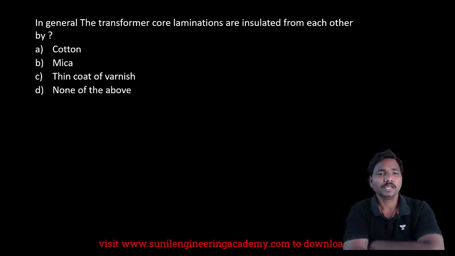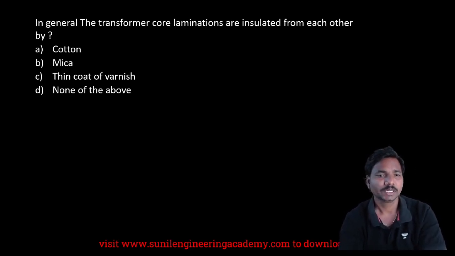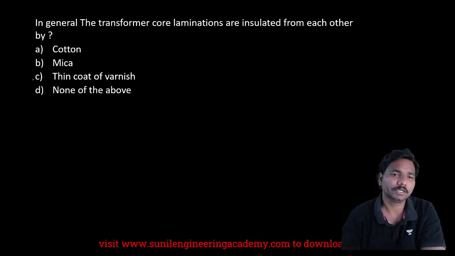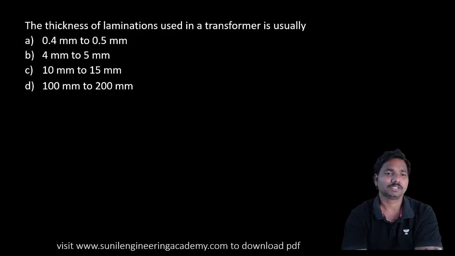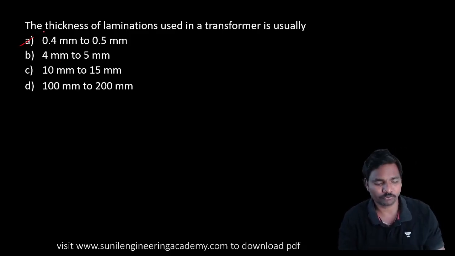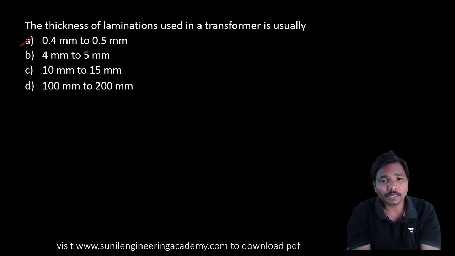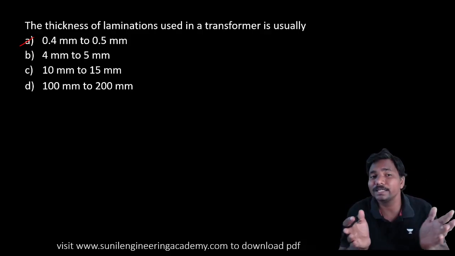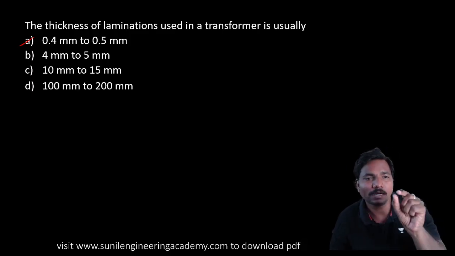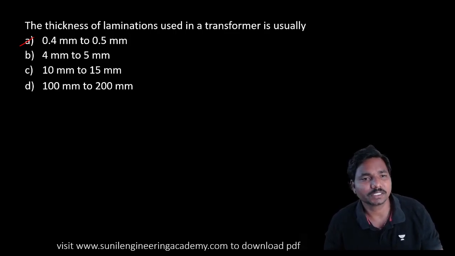In general, the transformer core laminations are insulated from each other by which: cotton, mica, a thin coat of varnish, or none of the above? Generally we use a thin coat of varnish. The thickness of laminations used in a transformer is generally 0.4 mm to 0.5 mm. If you go thinner, eddy current losses will decrease further, but the problem is that manufacturing cost will increase. Very thin laminated cores are very costly.